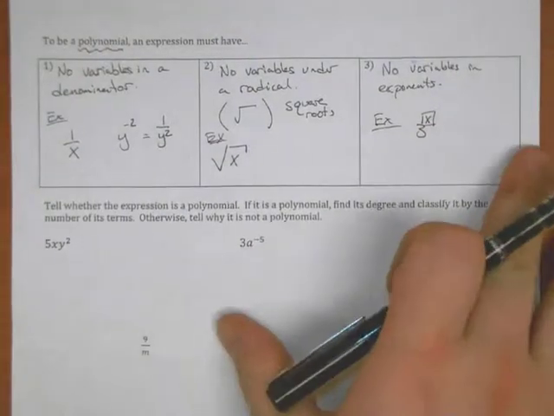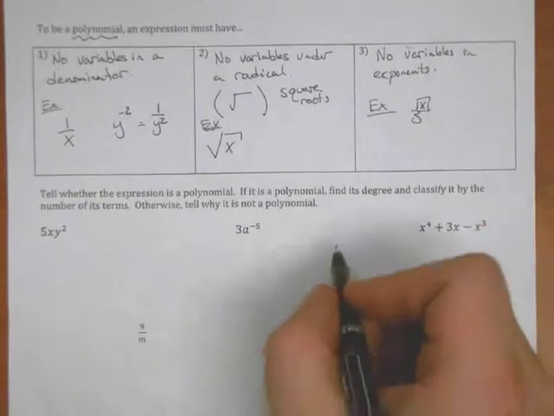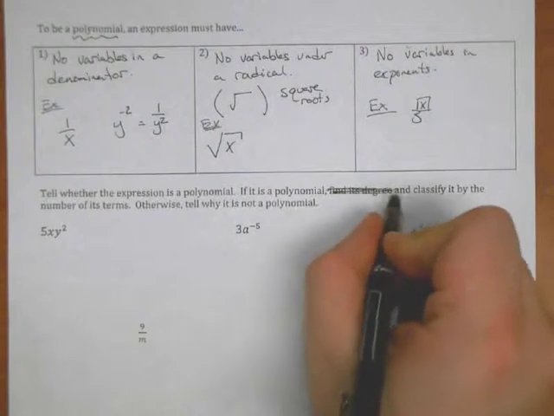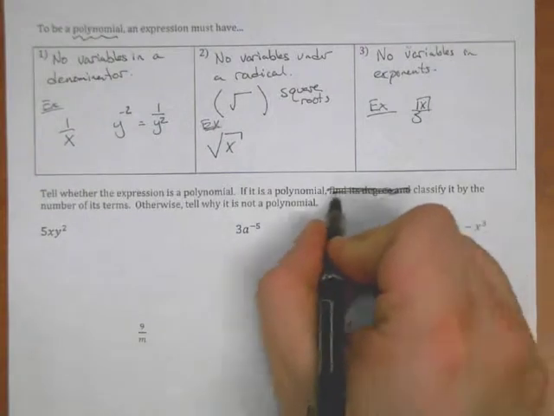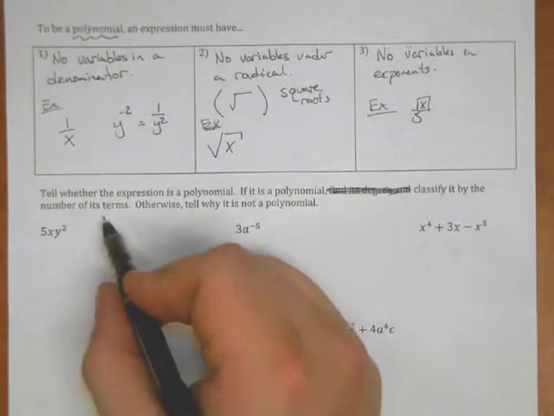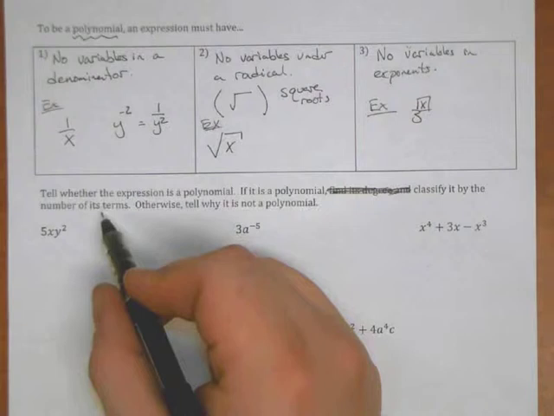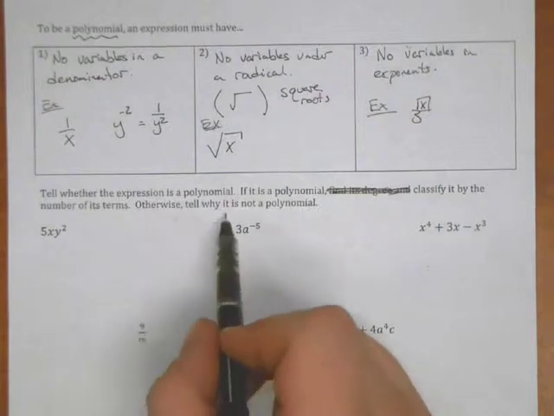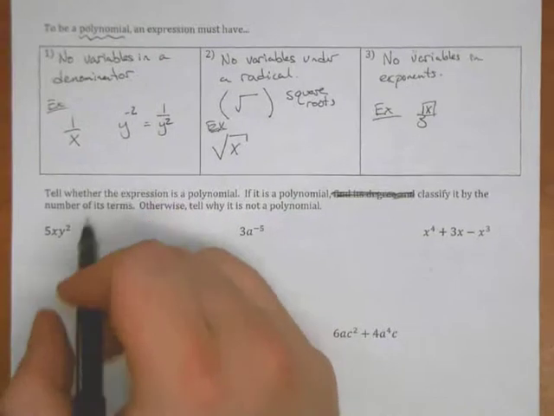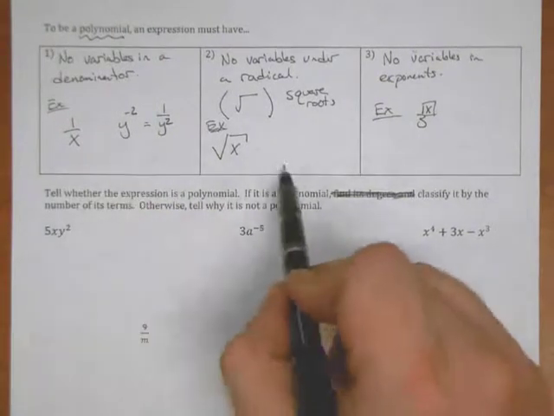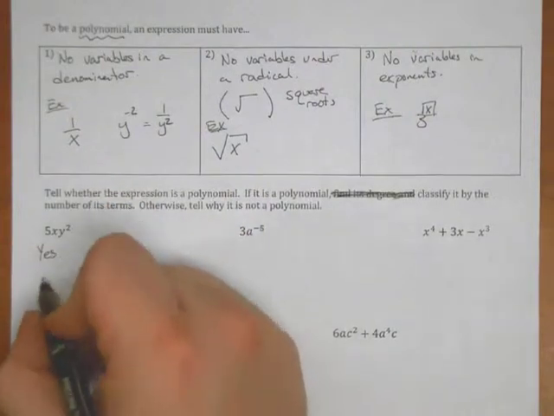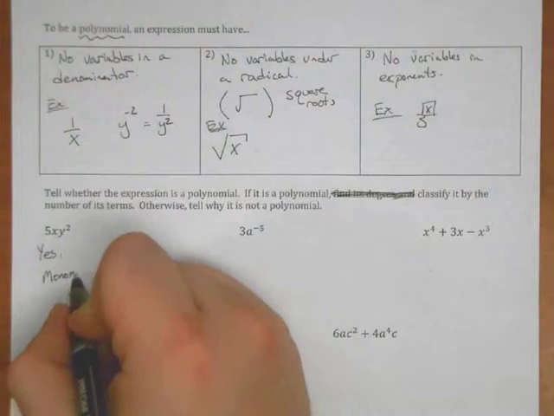So, for example, if I ask you to tell whether the expression is a polynomial, if it is, we're going to cross off find the degree, if we've already done that. If it is a polynomial, classify it by its number of terms: monomial, binomial, trinomial, polynomial. If it's not, then give a quick explanation of why it's not. So for instance here, this looks pretty normal. There's nothing weird going on. There are no variables in the denominator, no radical symbols, and no variables in exponents. This is a polynomial. More specifically, this is a monomial.